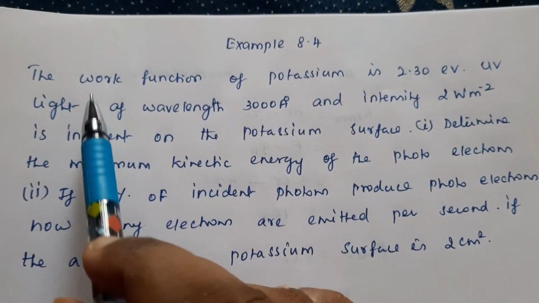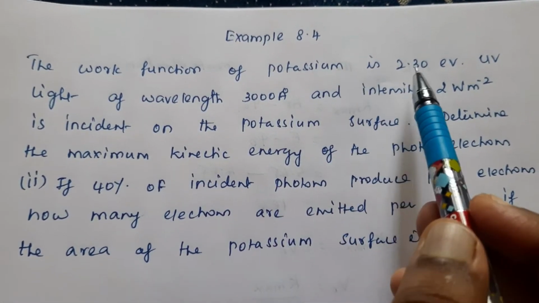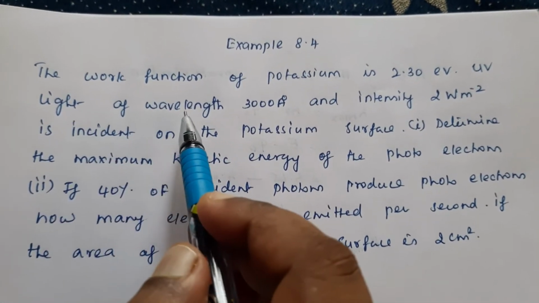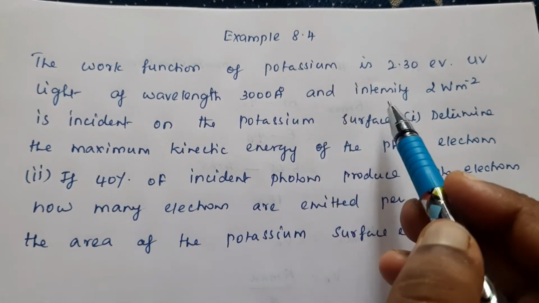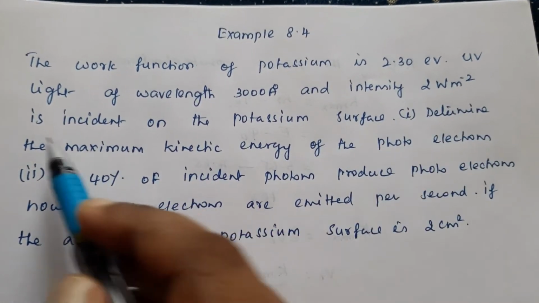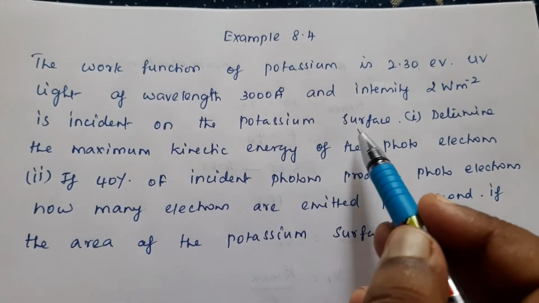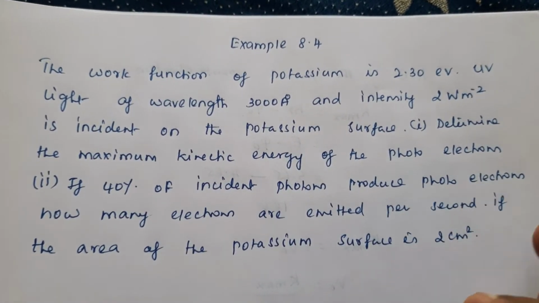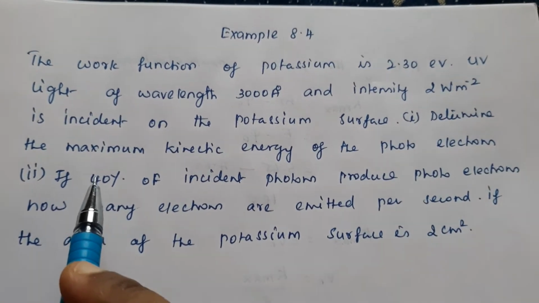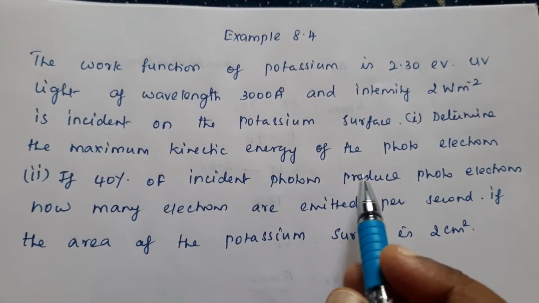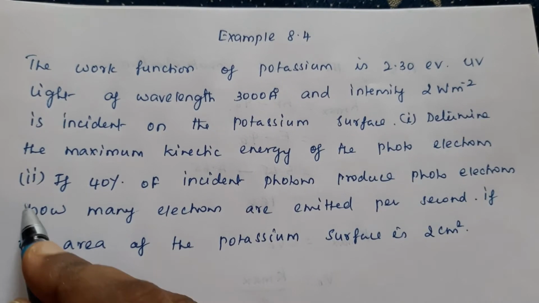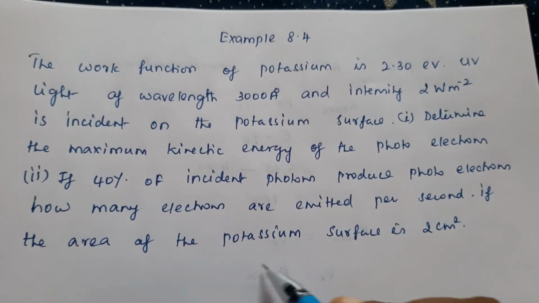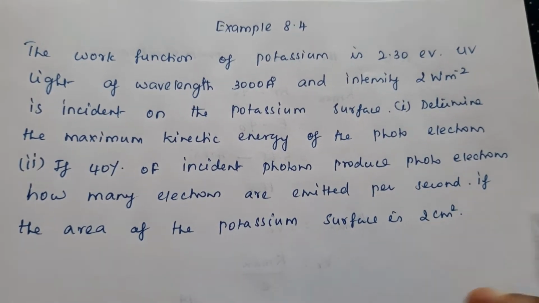Example 8.4. The work function of potassium is 2.30 electron volt. Ultraviolet light of wavelength 3000 angstrom and intensity 2 watt per meter square is incident on the potassium surface. Determine the maximum kinetic energy of the photoelectrons. If 40% of incident photons produce photoelectrons, how many electrons are emitted per second if the area of the potassium surface is 2 centimeter square?